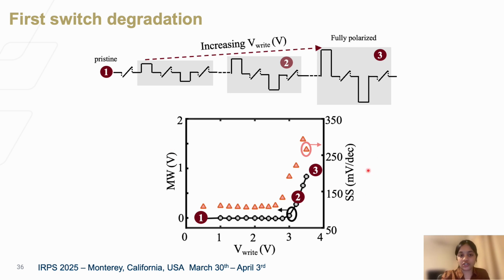of the IDVG curves. And as we go, we increase the amplitude of these pulses, leading to a larger memory window and subsequently tracked subthreshold slope. What we see is that as we open up the memory window, the subthreshold slope also concurrently increases.